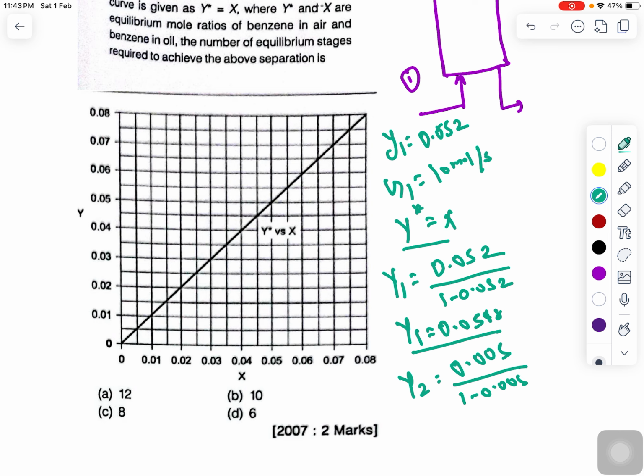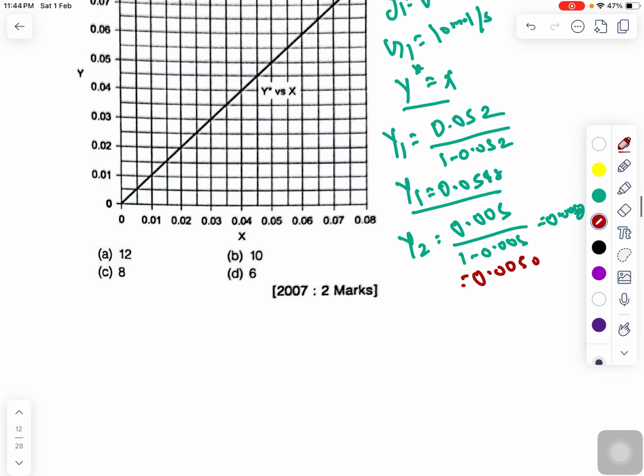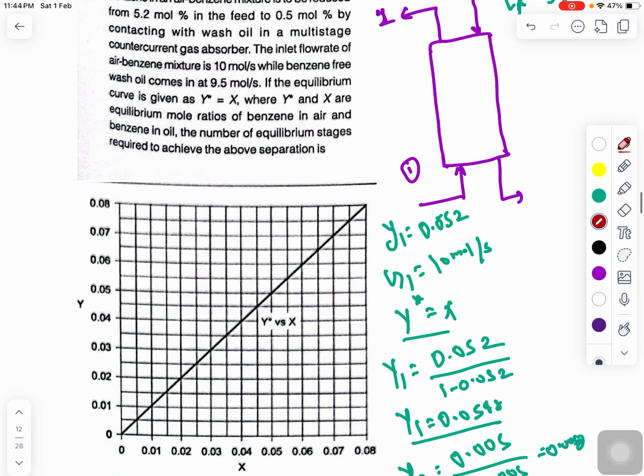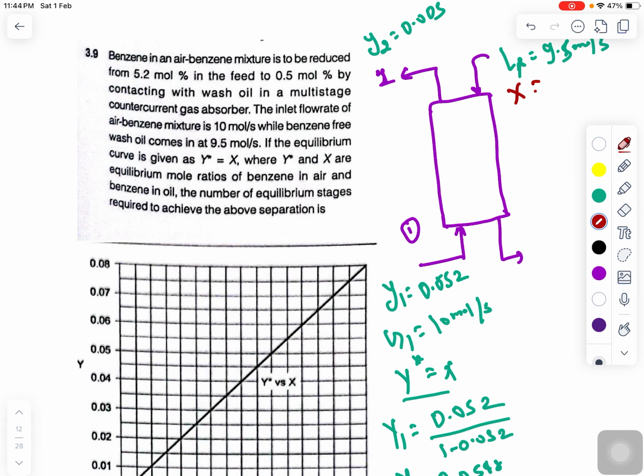So I think this is a very dilute system. So you have to calculate. So the value will be equal to 0.0050, something like that. Okay, so that will be equal to 0.0050. Now once we have calculated this one, and again here you can see that x1 equals 0, right, and x2 you don't know. Okay, first thing.